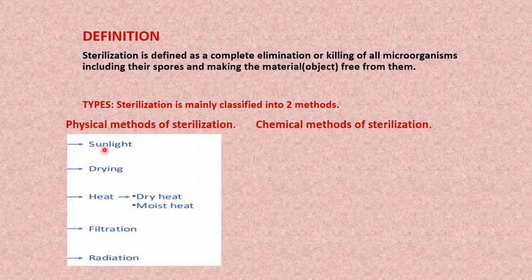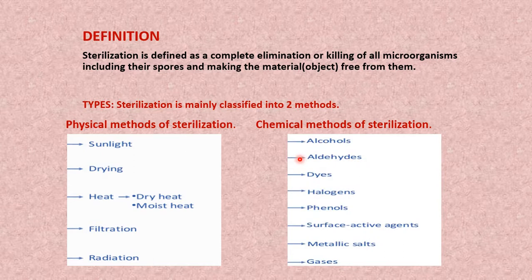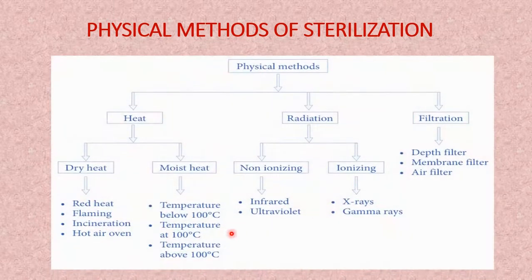Coming to the physical methods of sterilization, these are the types we have: sunlight, drying, heat, filtration, and radiation. We have gone through these in the previous parts 1 and 2, where you can find the details. Now we are going to discuss filtration in this part, and radiation will be in the next part. Then the chemical method covers the chemicals used in the process of sterilization.